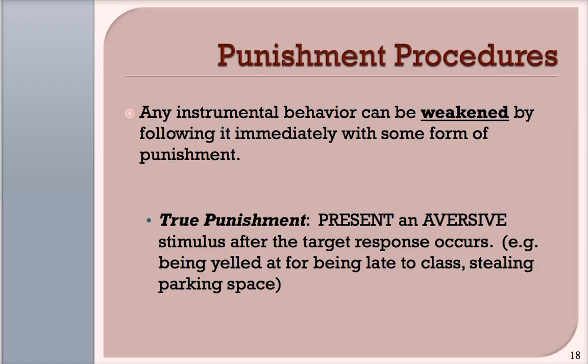Punishment procedures, on the other hand, weaken behavior. Any instrumental behavior can be weakened by following it immediately with some kind of punishment. And positive punishment, or true punishment, is where we literally present an aversive stimulus immediately after the unwanted target behavior occurs. So you do something and it's followed immediately by something awful. So this is like stick your fork in the outlet, you get shocked. Boom, not doing it again. So being yelled at for being late to class.